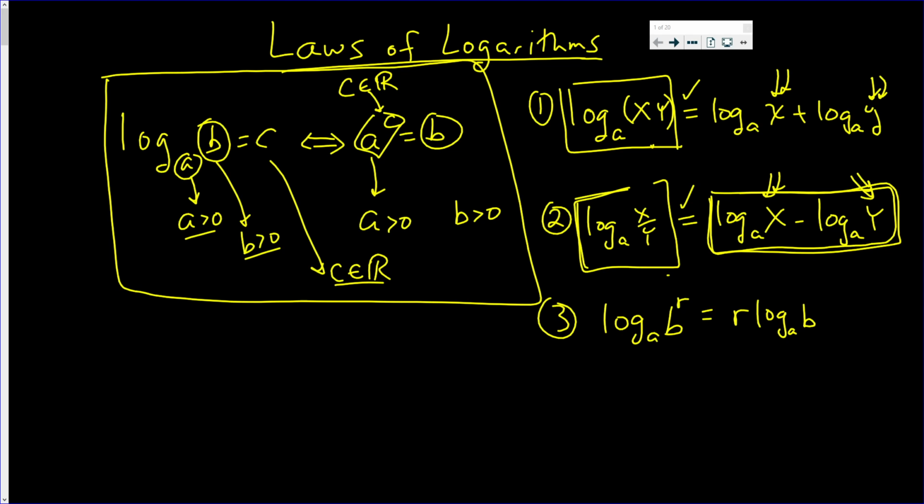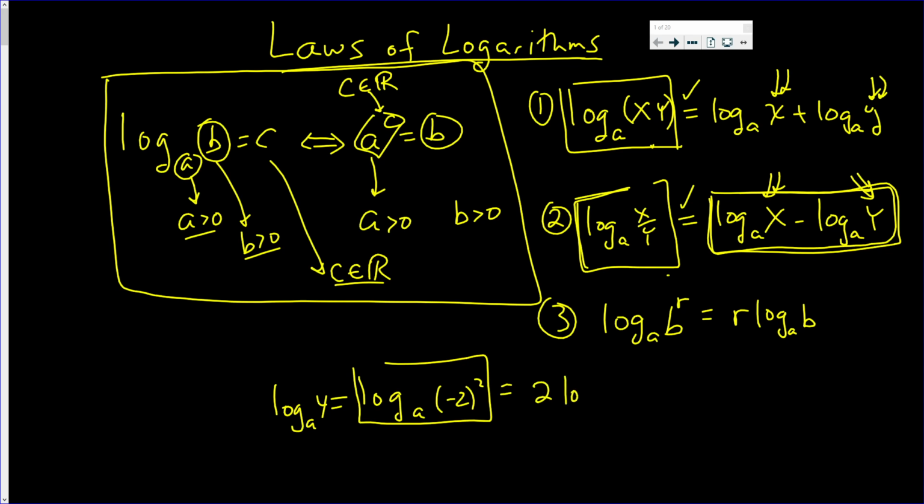Well, is this always true? Well, if you have log base a of (-2) squared, well, that's log base a of 4, because (-2) squared is 4. This is well defined. Oh, so let's bring down the 2. And then we get 2 times log base a of -2. That's not well defined. You can't take the log of a negative number.